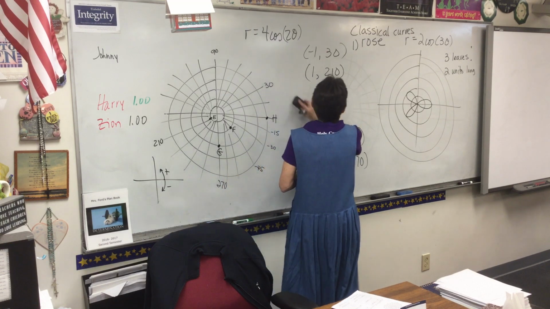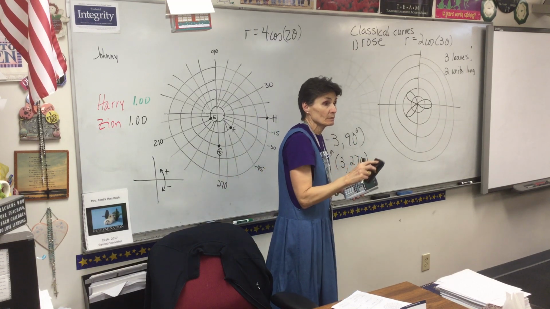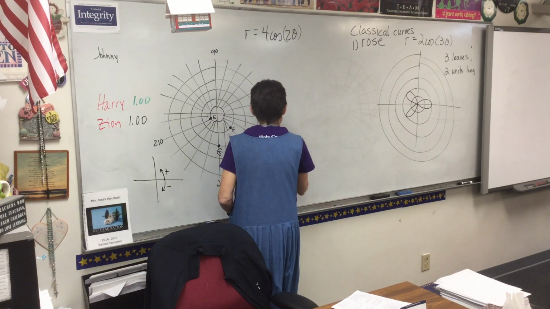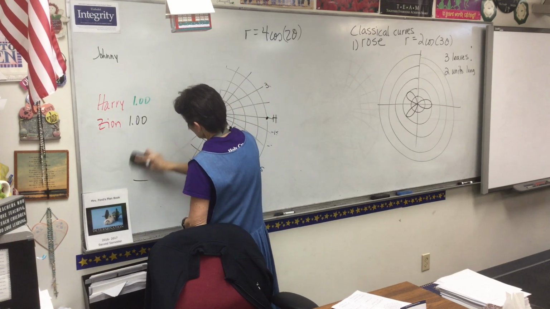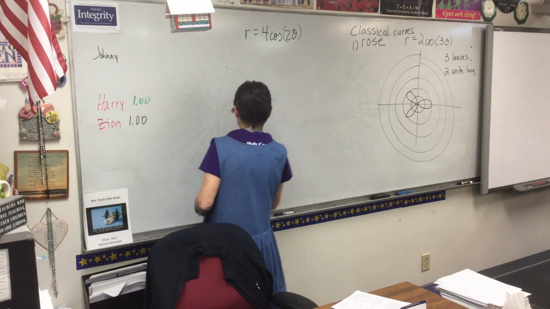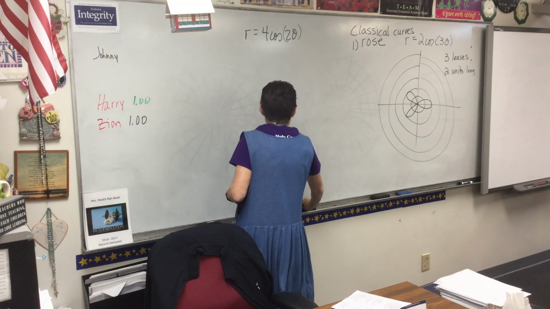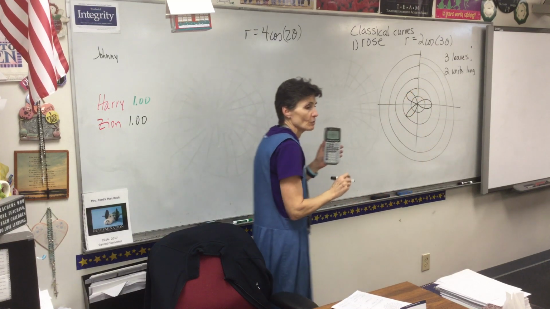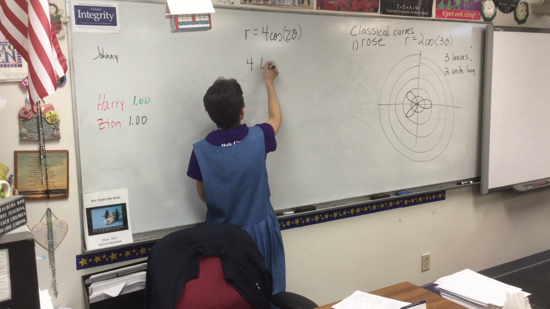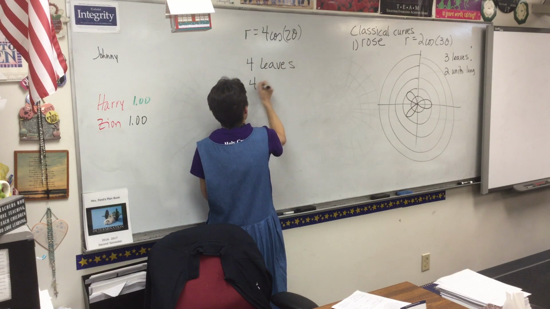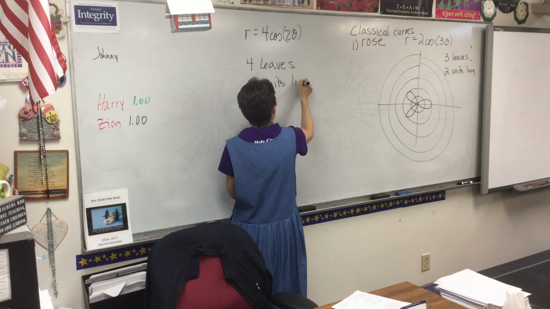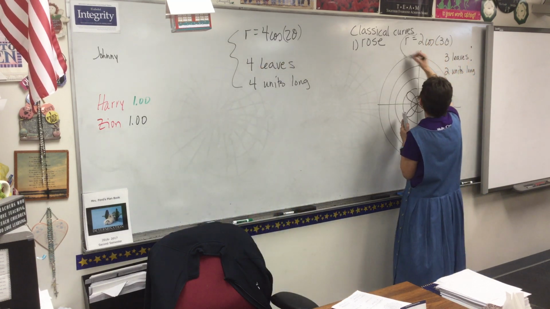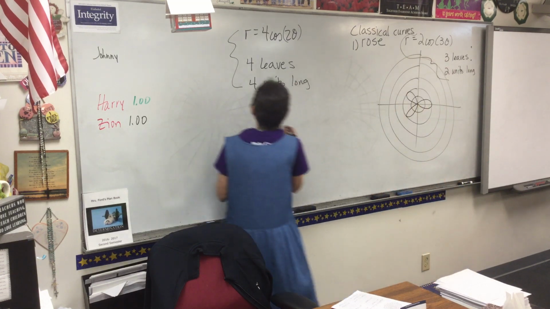And now you notice it's still a rose, but now it has how many leaves? 4. Now it has 4 leaves. How long are they? Count out the hash marks on your grid. How long are those leaves? 4. So now this one has 4 leaves, and they are 4 units long. All right, so we're trying to keep all this in mind here, because in a minute I'm going to ask you for a generalization. All right, let's try another one.